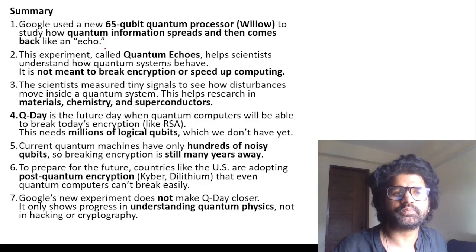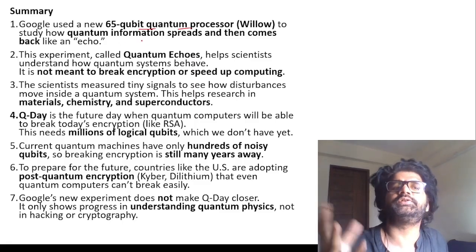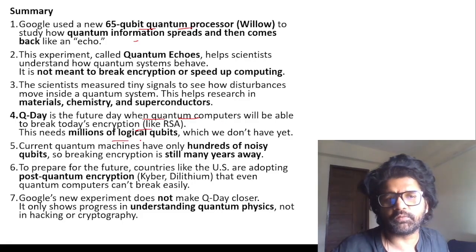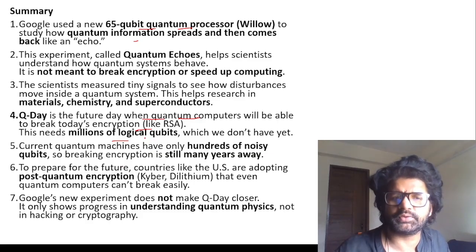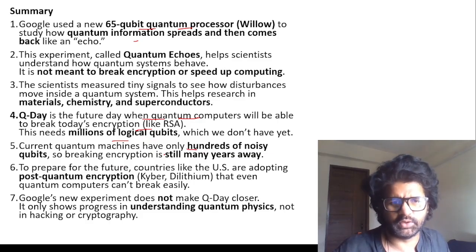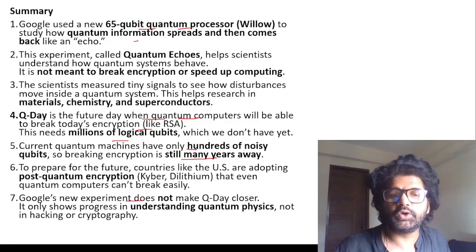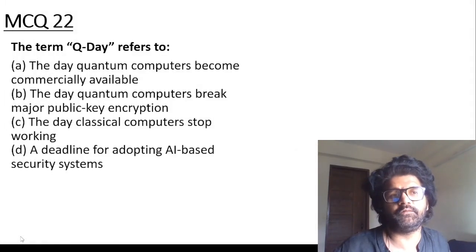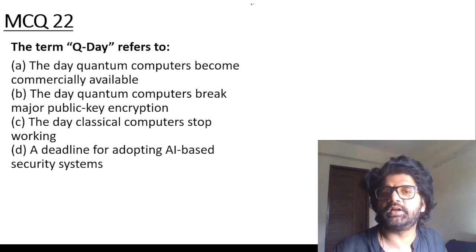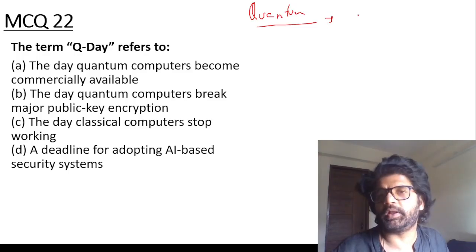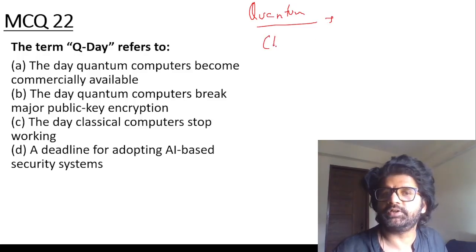And this whole 65 qubit quantum processor, they are studying quantum information. This is called quantum echoes. Q day is a future day when quantum computers will be able to break today's encryption. It requires millions of logical qubits. We currently have hundreds of qubits, so it's a long way away, many years away. But how many years away, you can never say. Google's new experiment does not make Q day closer. It only shows progress in understanding quantum physics. Quantum physics is how things work at a microscopic, electron level. Classical physics is the macroscopic level.